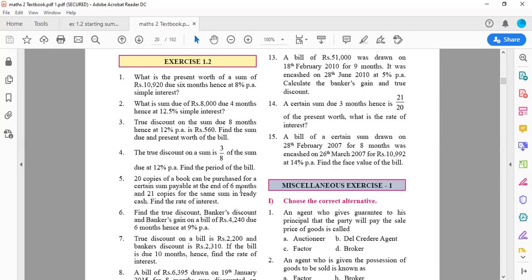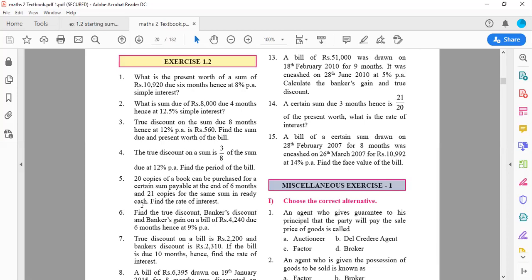If you are buying a particular good for a period of 6 months, like I gave you an example in the start, if you are buying a product of 100 rupees for a period of 4 months, then after 4 months, for how much will you buy that 100 rupee product? For 104 rupees. In the same way, you can buy 20 copies of a book at a period of 6 months, which will be equal to the 21 copies if you are paying in ready cash. And if you pay the money right now, today, you can buy 21 copies at the same sum.